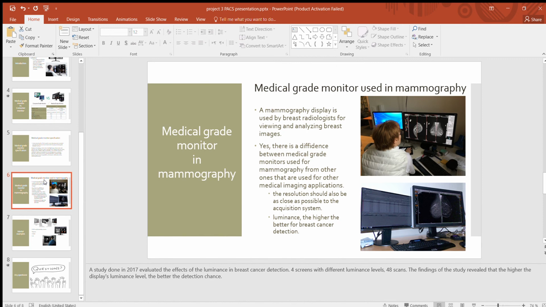So there is a difference between the medical grade monitors used in mammography and those used in other imaging applications. For example, in the resolution, according to the ACR, the resolution should be as close as possible to the acquisition system.